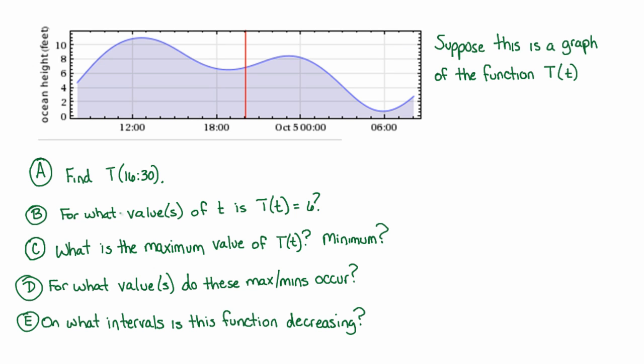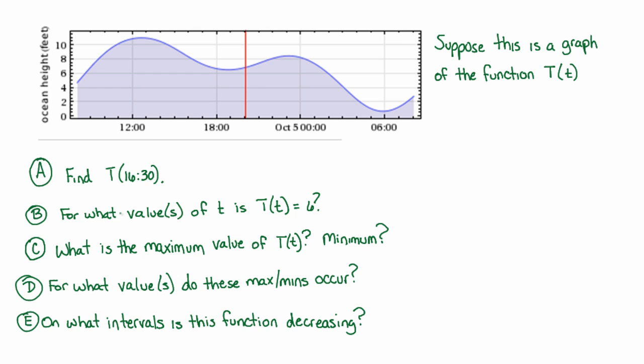Now we'll go ahead and start with an example that's more of an application. This is a graph of the function capital T of little t. So the inputs are the little t and the outputs are capital T. And this gives the tidal height in Seattle, Washington for October 4th to October 5th, depending upon the hour of day. So the independent variable, or input variable, is the time of day in military time. And the output variable, our dependent variable, is going to be the ocean height in feet.